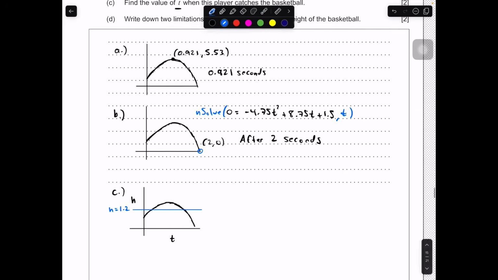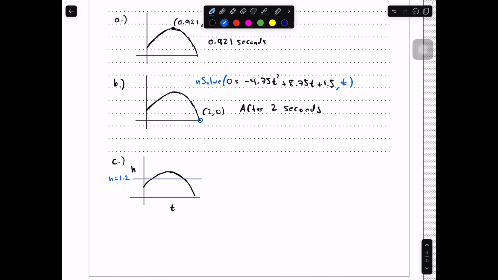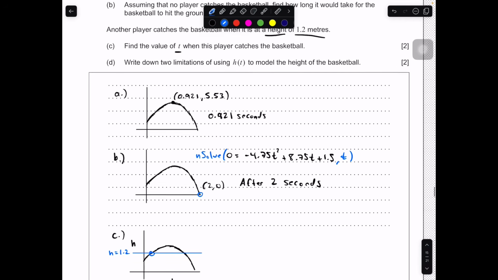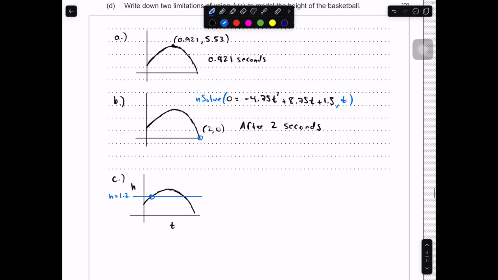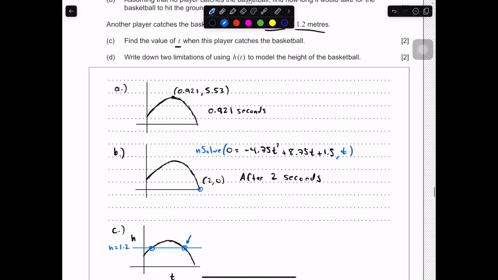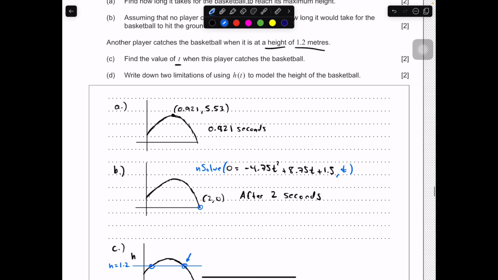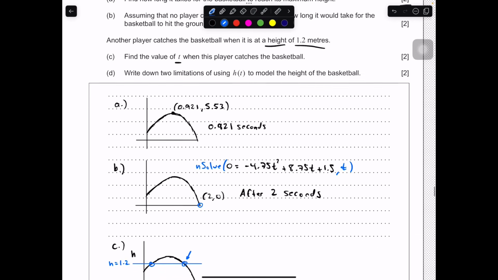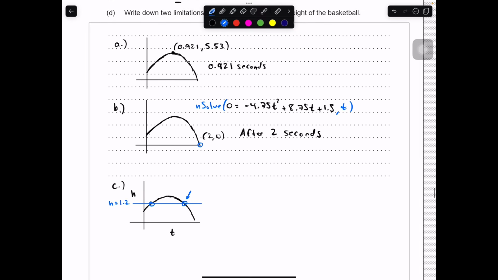We want to find the time at which this player catches a ball. So this would be a dangerous one to use nSolve, because nSolve would only find the first value. But it'd be unlikely for this player to catch the ball on its way up. That wouldn't make a lot of sense. So really, we're looking for this point right here. Alright, find the value of t when this player catches a basketball. There is some ambiguity. I don't think there's anything specifically in the question that says that it can't be on its way up, but it doesn't really make sense.